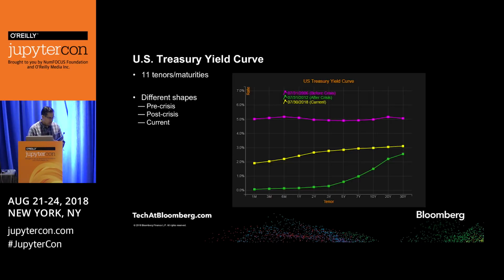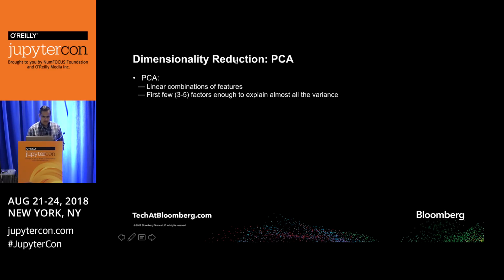So given this highly correlated 11-dimensional data set, the question is: is any parsimonious representation possible, either to model the dynamics of the data set or for data visualization? We have a couple of techniques. The classical technique is called principal component analysis. What PCA does is it takes this 11-dimensional data set in this example and creates new factors which are linear combinations of all these 11 inputs. Each factor is a different linear combination, and typically we need 3 to 5 factors to explain almost all the variance in the data set, and that's how we get the dimensionality reduction.